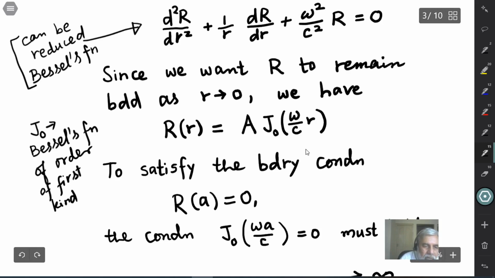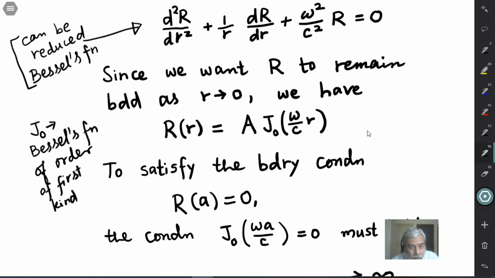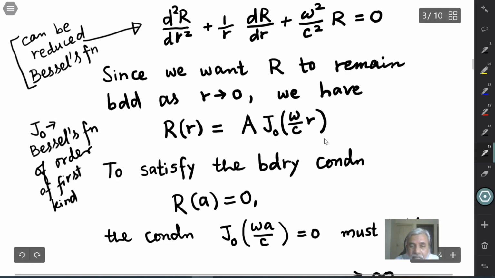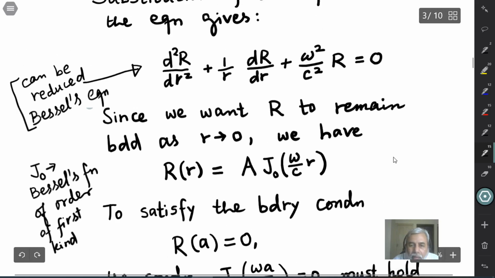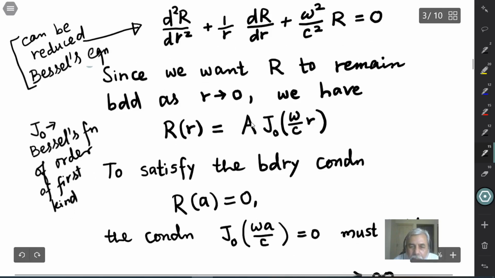There is another solution that is also called a Bessel function of order 0, that is Y0, but that has a logarithmic singularity as r goes to 0. So in the present case, that is rejected. Otherwise you will have two linearly independent solutions of Bessel's equation. This Bessel's equation has two linearly independent solutions, but the other one is rejected for the reason that it is unbounded as r goes to 0. So that is the required solution, where A is an arbitrary constant.